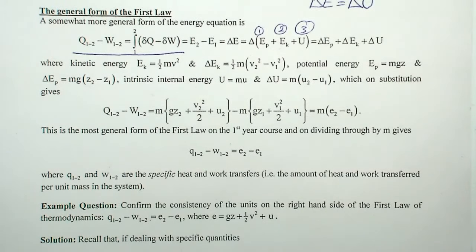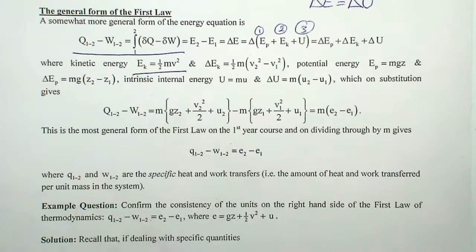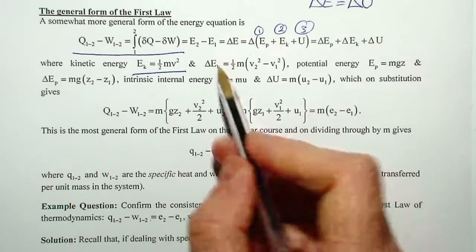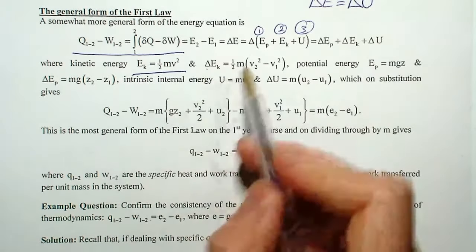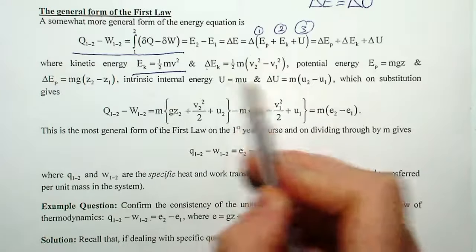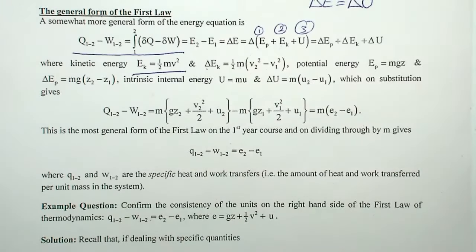Nevertheless, it's actually quite useful to define what the kinetic energy and the potential energy are. And I'm sure you all have covered these in different subjects. Kinetic energy is half mv squared. V here is the velocity. It's not the specific volume or something else. So let's be clear on that. That is the kinetic energy. And if you want to look at the change in kinetic energy, because normally mass is constant, then it's just the difference between velocity 2 minus velocity 1, squared.